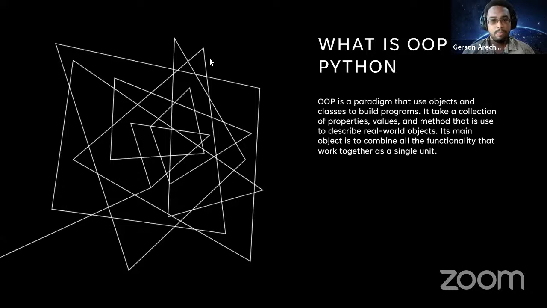So what is OOP in Python? Like I discussed earlier, it's a paradigm that uses objects and classes to build programs. It takes a collection of properties, values, and methods that is used to describe real-world objects. Its main objective is to combine all the functionality that works together as a single unit. Those real-world objects can be anything, such as a car, an animal, a banking system, or, if you're a game developer, a game character.